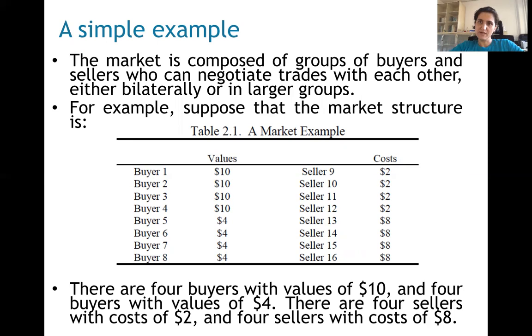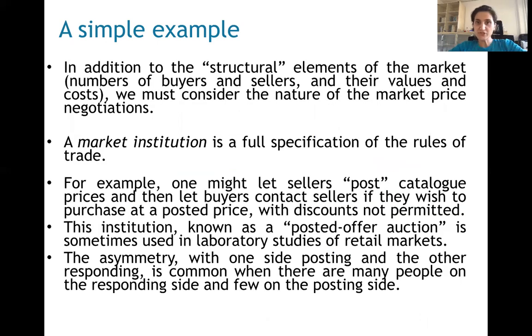4 of them have low valuation, 4 of them have high valuation among the buyers, and for the sellers, 4 of them have low cost and 4 of them have high cost. Okay, so in addition to the structural elements of the market, number of buyers and sellers and their values and costs, we must consider the nature of the marketplace negotiation.